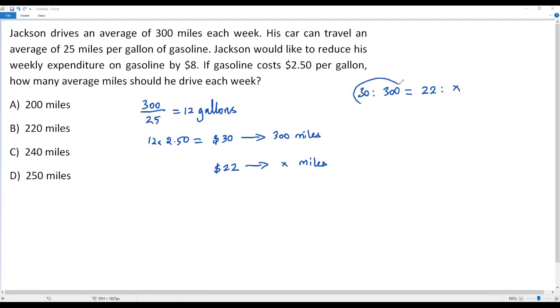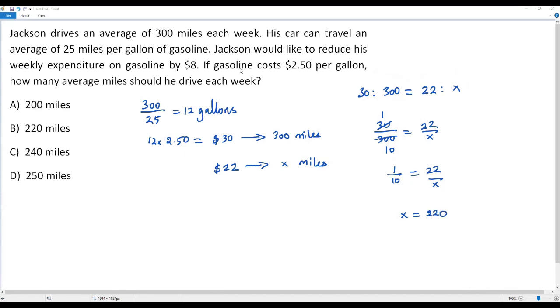Now what we can do is write each ratio as a fraction. That is 30 over 300 equals 22 over X. Here 30 goes into 30 1 time and 30 goes into 300 10 times. We get 1 over 10 equals 22 over X. Now we can do cross multiplication. That is, the numerator over here has to be multiplied by this denominator. That is 1 times X is X. On the right side, this numerator 22 has to be multiplied by this denominator. 10 times 22 is 220.